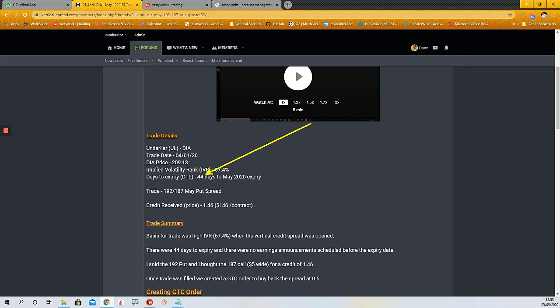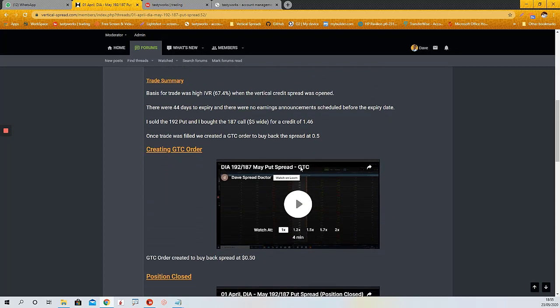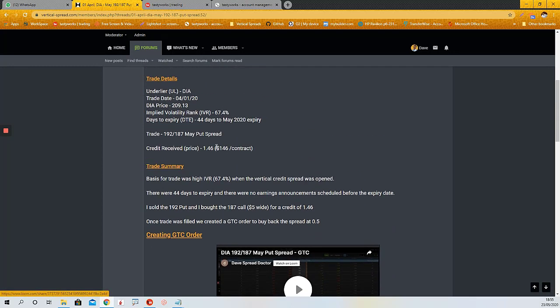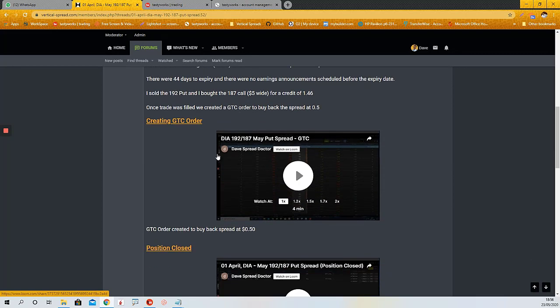The trade I put on was selling the 192/187 put spread, and for selling that spread I received a credit of $1.46. Once I put on the trade, I put my order on the market and I got filled for 146. I then created what I call a GTC order.